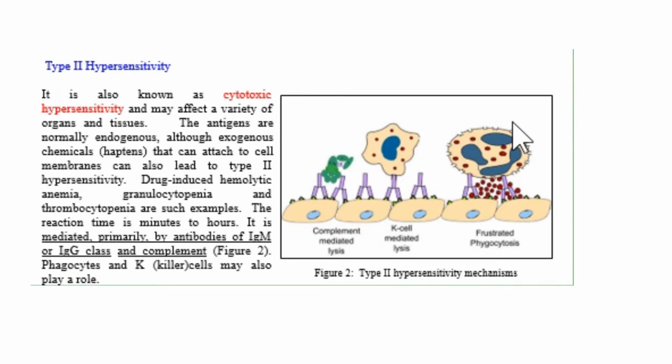Also, another example is pemphigus, which is a type of skin disease. There will be skin intracellular proteins within the desmosome, and this may mediate this type of reaction. So, what is the treatment? The main line of treatment is anti-inflammatory and immune suppressive agents.